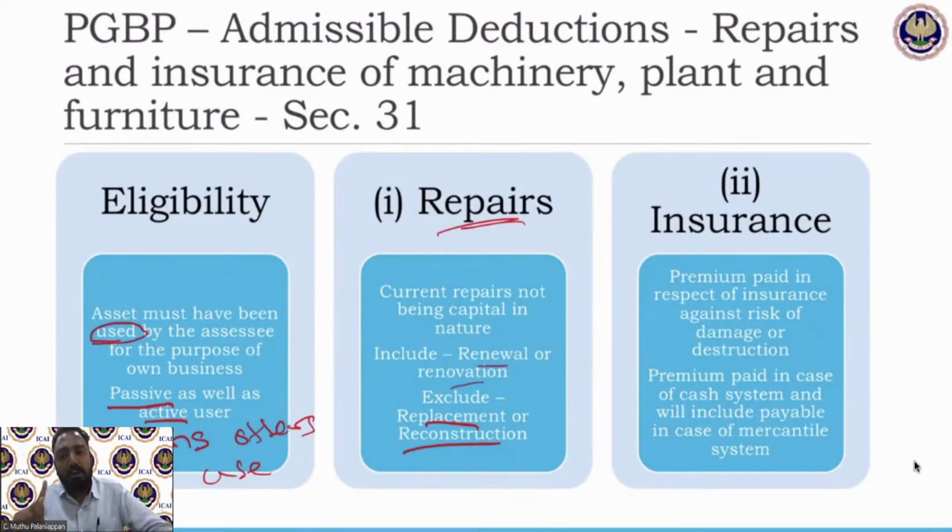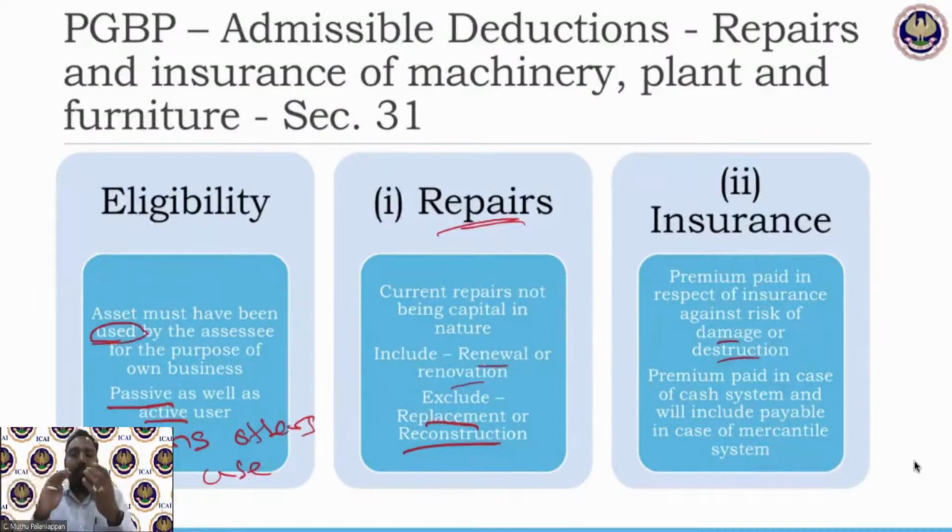And insurance, what did we say in building? For what all can you claim insurance? For two things, right? Damage or destruction. So for damage or destruction, if you are taking any insurance, you can claim that. So the risk of damage or destruction is what is allowed. Whatever premium is paid will be considered. So that's what we are calling insurance. When you say premium paid in cash system, it will include payable in case of mercantile system. I don't think I need to explain this because in mercantile system, irrespective of whether you have paid it or not, the moment it becomes payable, it is allowed as an expenditure. So that's what it is about.